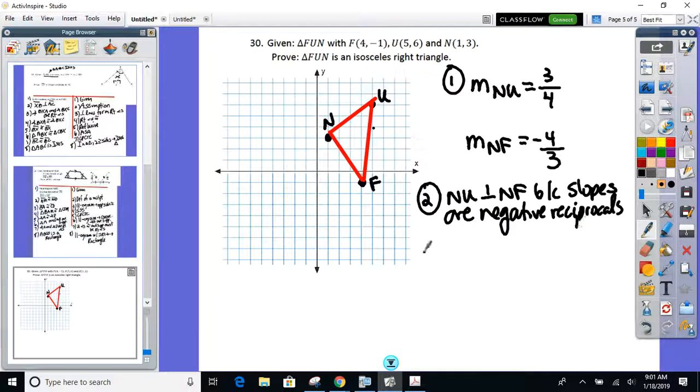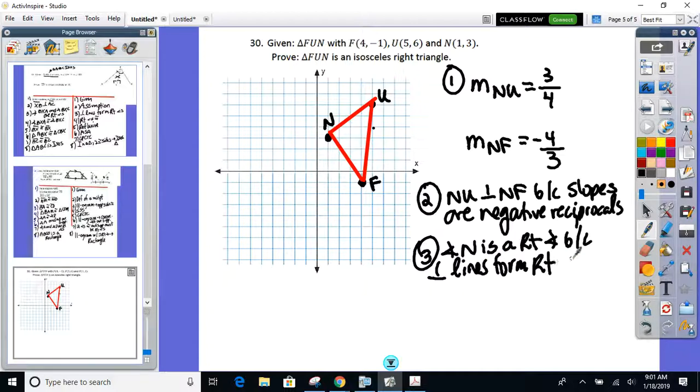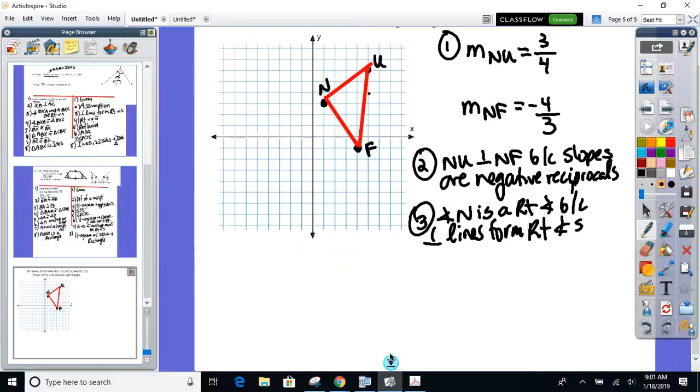And that makes angle N a right angle, because perpendicular lines form right angles. All right, I made it a right triangle. Now, how do I get it to be isosceles? What formula am I going to have to bust out here? Distance formula, and I think we could save ourselves some time.